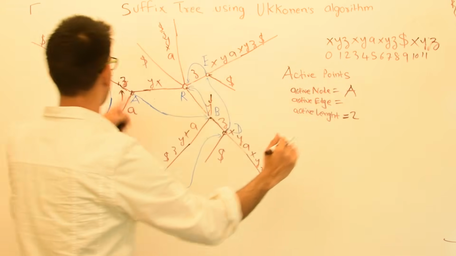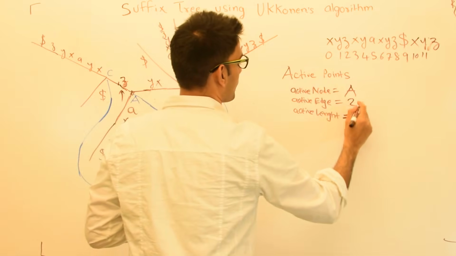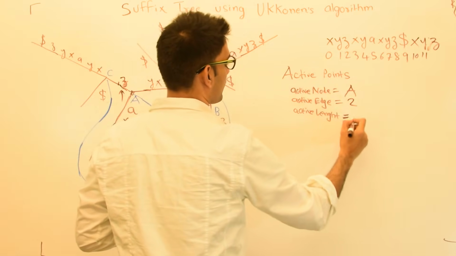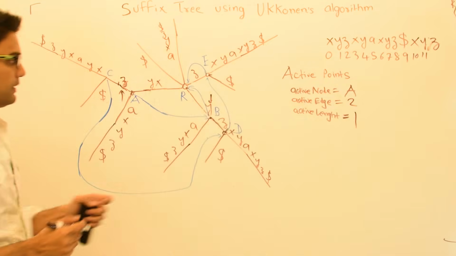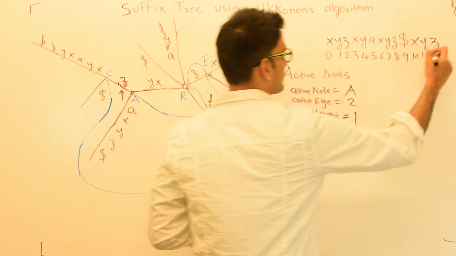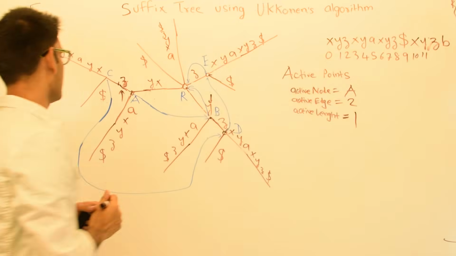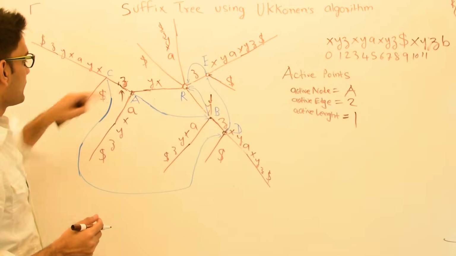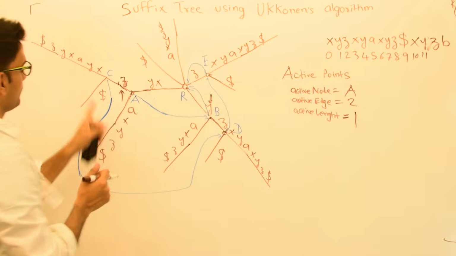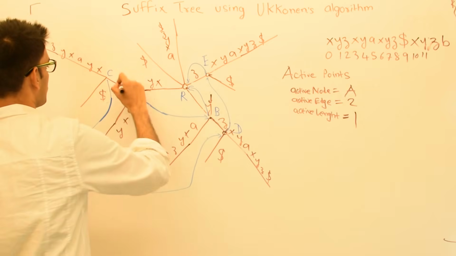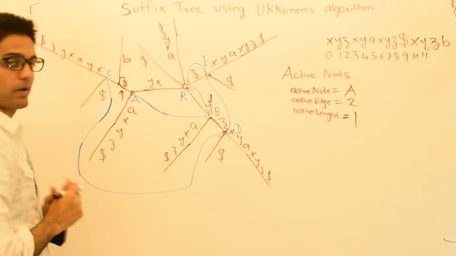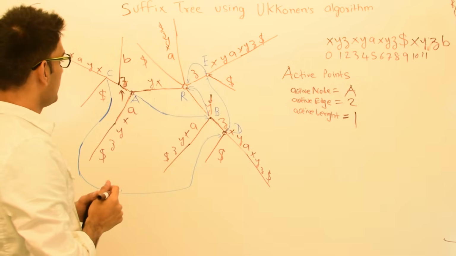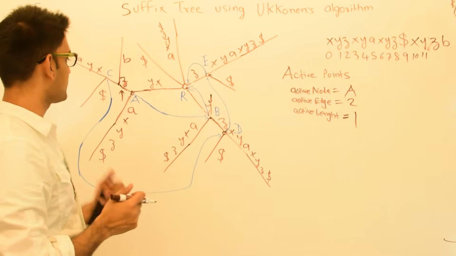Our active edge will become Z, which is index 2, and then our active length will become 1. Now let's suppose there is a B after this. From Z there is no path with B, so we create a new B here by rule 2 extension.